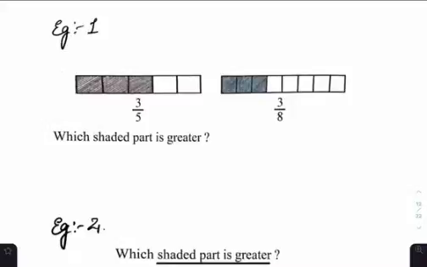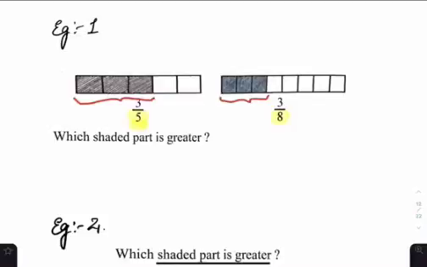Now we will understand it with a few examples. We have two figures here. The first one is a rectangle which is segmented into 5 equal parts, whereas the second figure has a division of 8 equal parts. Did you observe, children? Both have different denominators. Now, what is the numerator? Numerator is the same. Here it is 3 parts out of 5, but here 3 parts out of 8. Now, which shaded part is greater?